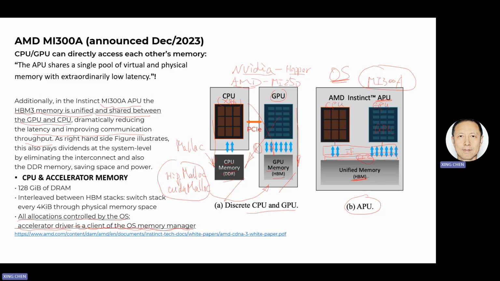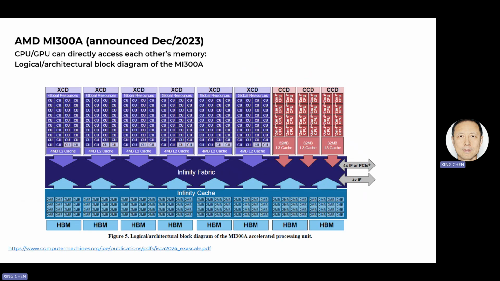Okay. We need to have a look at the meaning of these evolutions. What is the meaning for the programmers? Before we look at the benefits for the programmers, we need to look at the logical block diagram of the MI300A to better understand this architectural evolution.